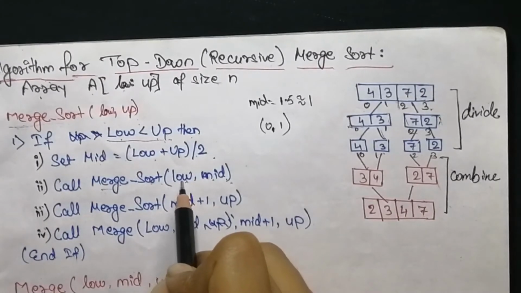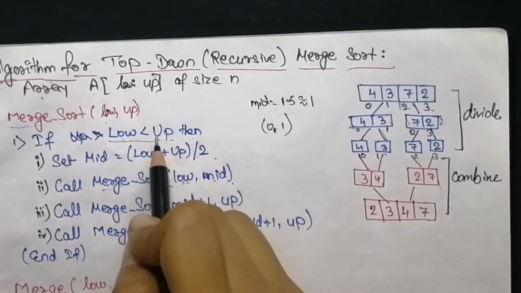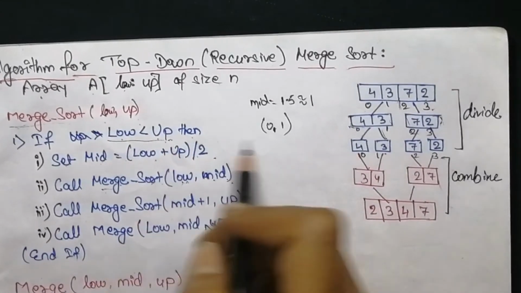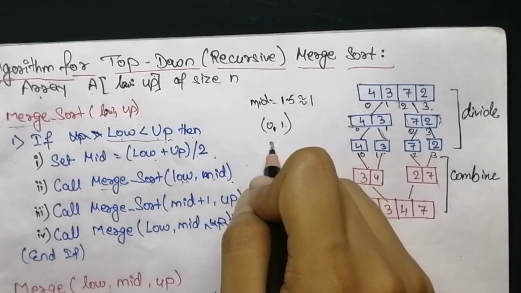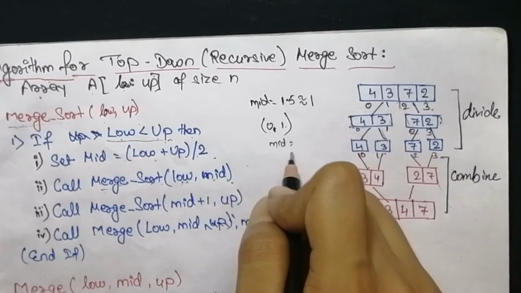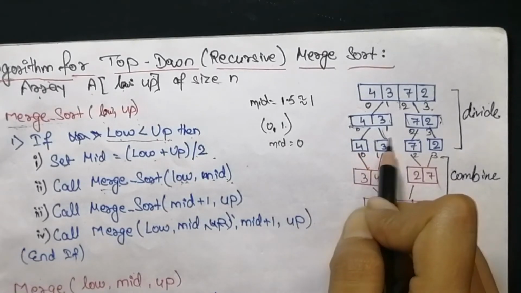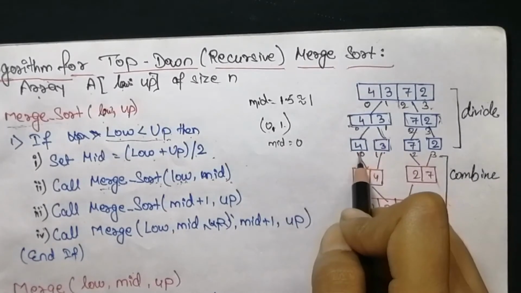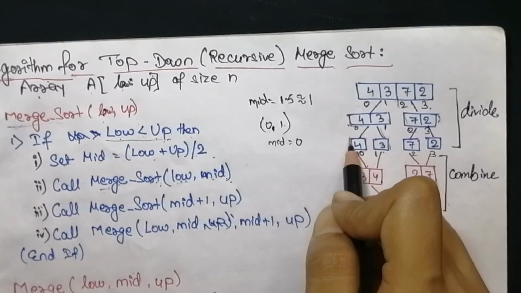After calling this function, we will again get here, and again if low is less than up, that means 0 is less than 1, we will calculate the middle index. So the middle index will be (0 plus 1) by 2, that means 0. So this will be divided into two sublists, right? 0 is both the lower bound and the upper bound for this sublist, right?